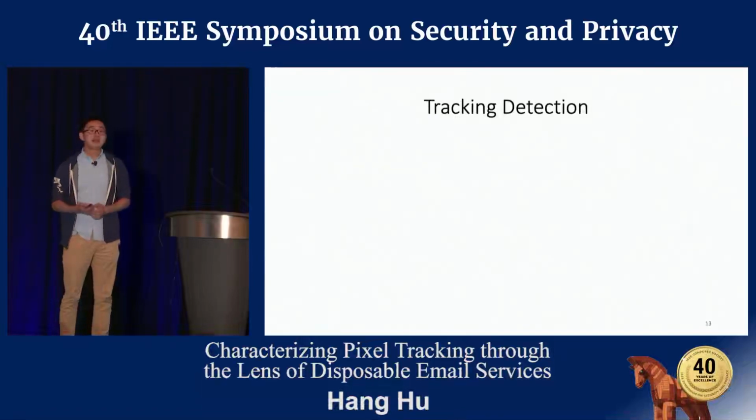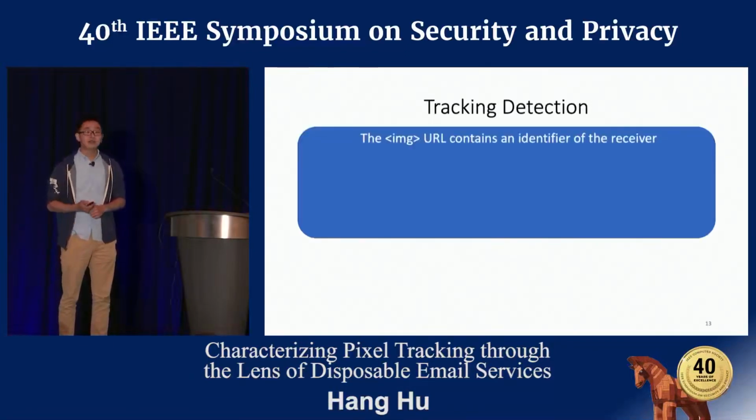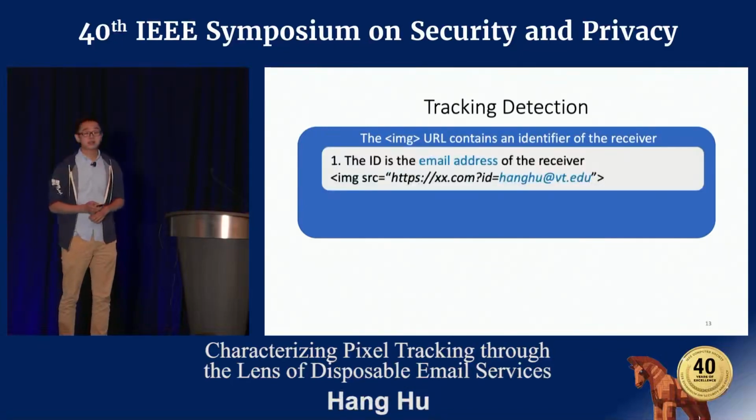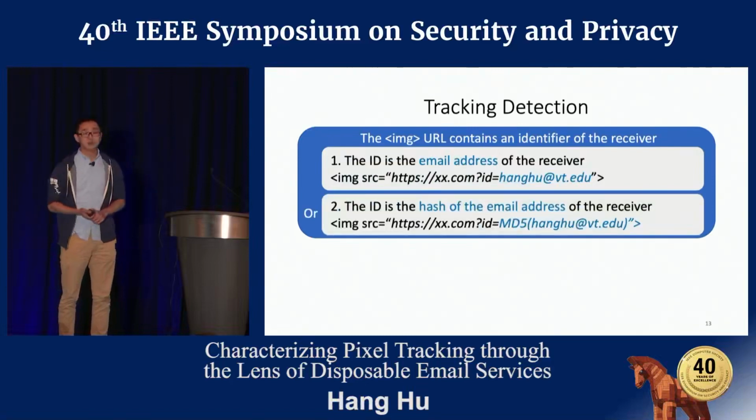To study email tracking, the first step is to detect tracking. To be a tracking image tag, it has to satisfy either of two conditions. First, the image URL contains an identifier of the receiver so that the tracker knows the request comes from a certain receiver. The identifier could be the email address of the receiver, such as my email address. The identifier could be the hash value of the email address, such as the MD5 hash value of my email address.